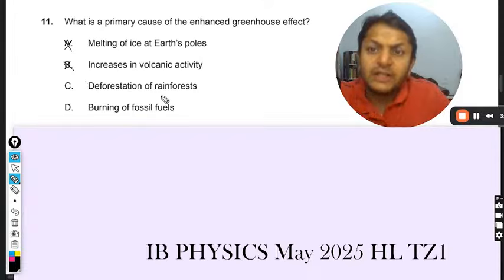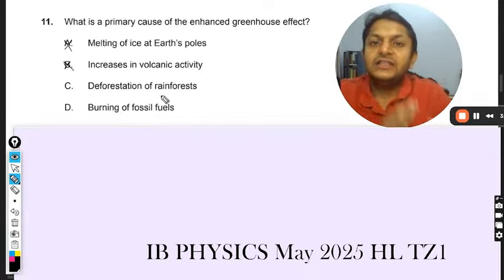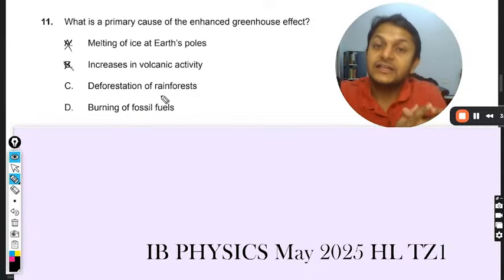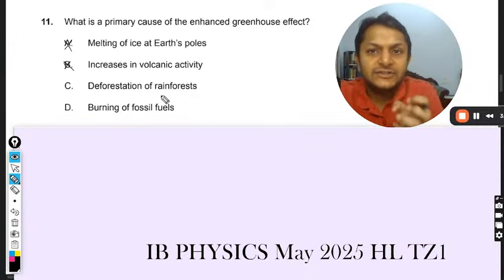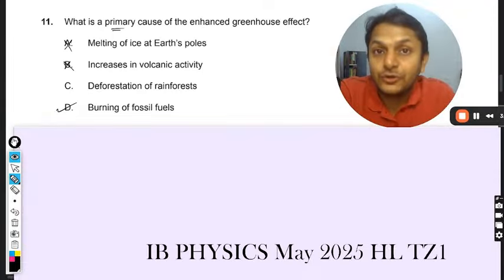Deforestation of rainforest. Well, it might be taken as a reason because it enhances the enhanced greenhouse effect. It does play a role. The deforestation does play a role. But again, it is not the primary cause. The primary cause is burning of fossil fuels, and that is absolutely correct.